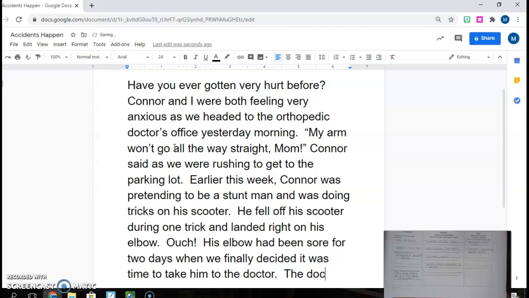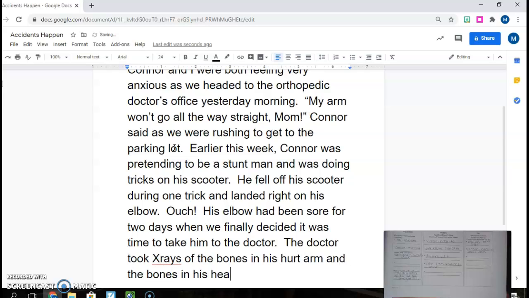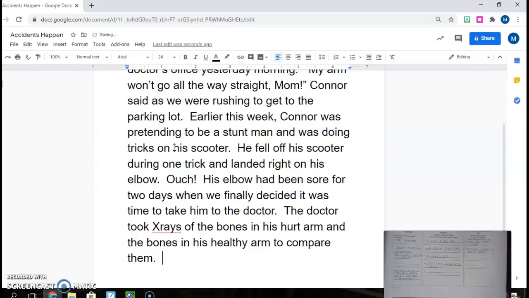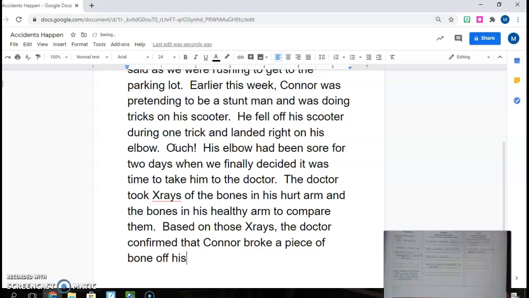The doctor took x-rays of the bones in his arm, in his hurt arm, and the bones in his healthy arm to compare them. Based on those x-rays, the doctor confirmed that Connor broke a piece of bone off his elbow. Yikes!